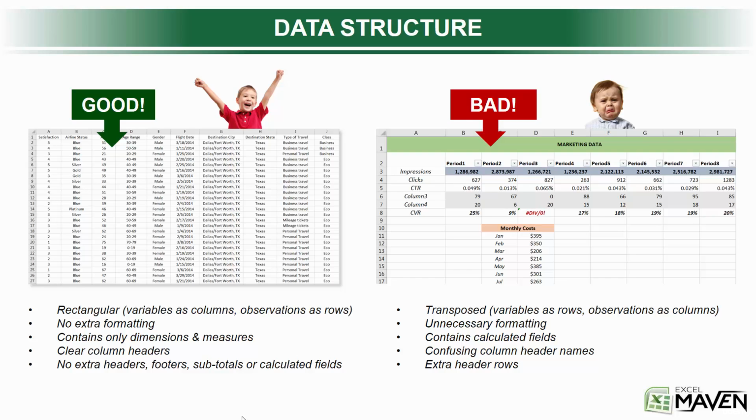Think of dimensions as categorical fields and measures as numerical fields. Don't add any additional header or footer rows, since Excel will automatically identify column headers based on the first row in your source data range.